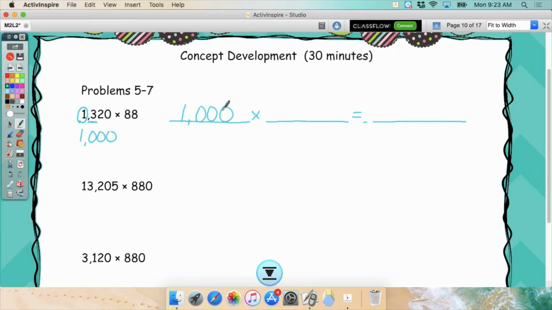Okay? And then 88. Can you round that in your head? Is it 80 or 90? 90. Okay. So write this down on your lines. Okay, so we've got 1. Look at the board. 1 times 9 is 9, correct? 1, 2, 3, 4 zeros.